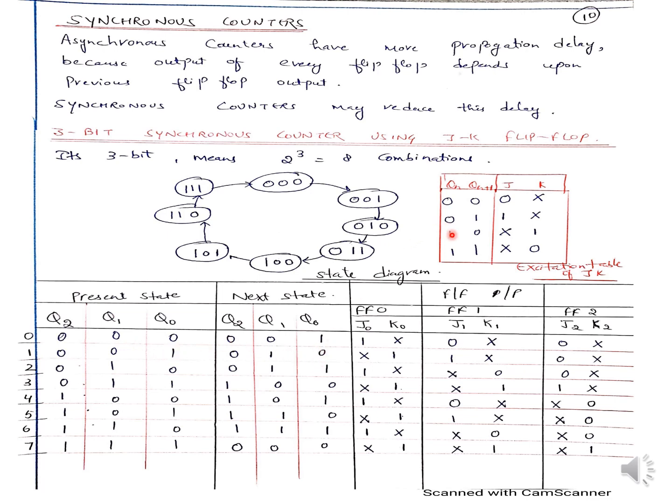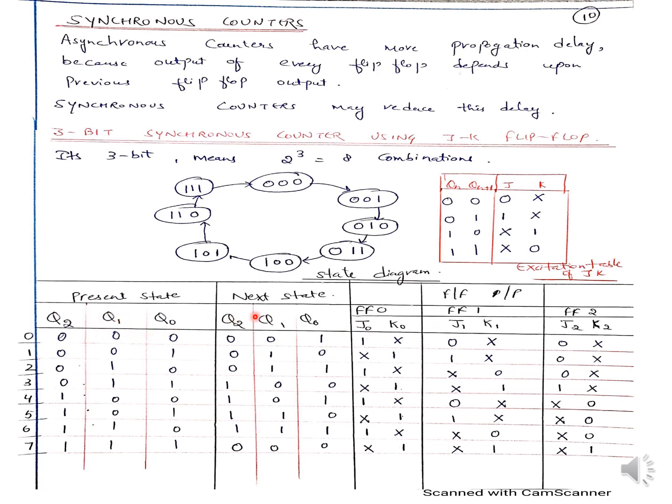Okay, now for the next one, we will see 1 and we will see 0. So for 1 and 0, what is that? It is cross and 1. So we will write here cross and 1. Okay, crosses are don't care here. For this now 0 and 1, so we will see here 0 and 1. What is that? 1 and cross. So we will write here 1 and cross.